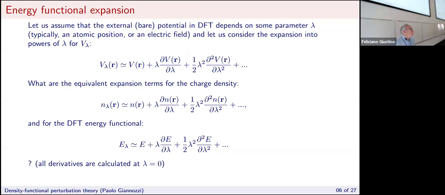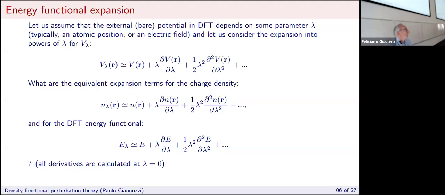So the potential that acts on electrons, which in our particular case, with the plane wave pseudopotential approach, will be a pseudopotential, which in general would also be a non-local object. So what happens if we add some external potential term?